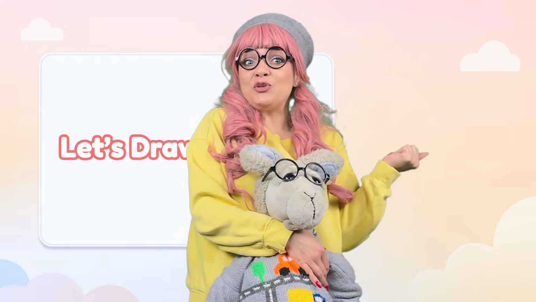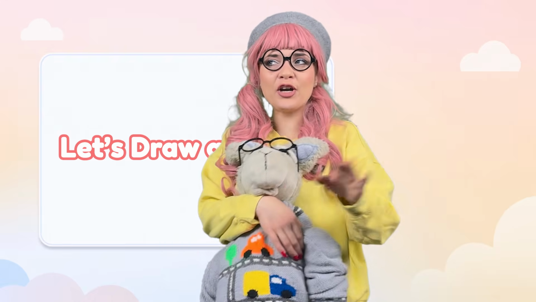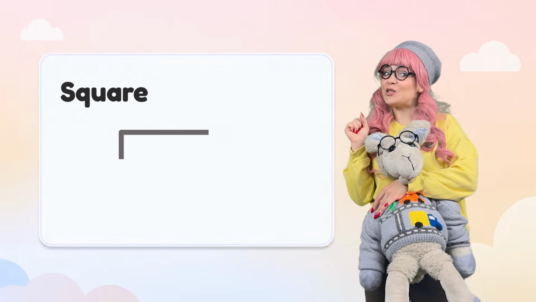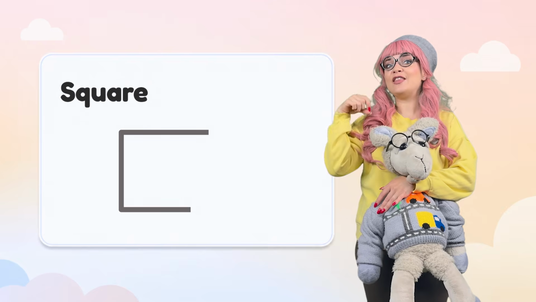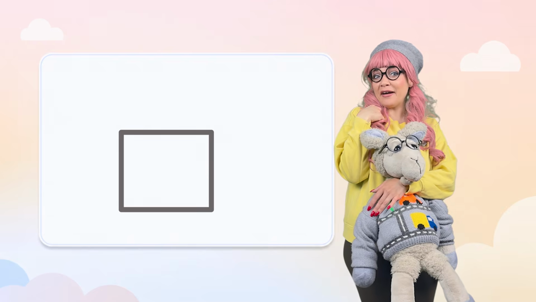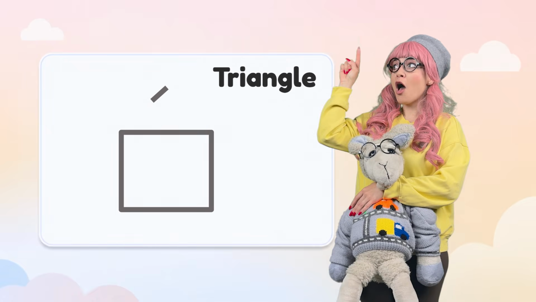Are we all ready to draw a house? Let's start. Let's make the square slowly but surely. The square is done. And we have a square. Now let's make a triangle.